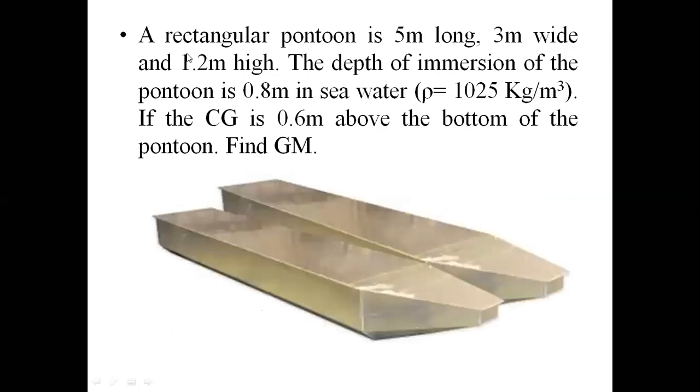First it says a rectangular pontoon is 5 meter long, 3 meter wide and 1.2 meter height. This is a rectangular pontoon which is nothing but a boat, where the length of that pontoon was 5 meter, the width of the pontoon was 3 meter, and you can assume this height as the thickness. It is 1.2 meter. It says the depth of immersion of the pontoon was 0.8 meter in seawater, and the CG, the center of gravity, is 0.6 meter above the bottom of the pontoon. Find the metacentric height.